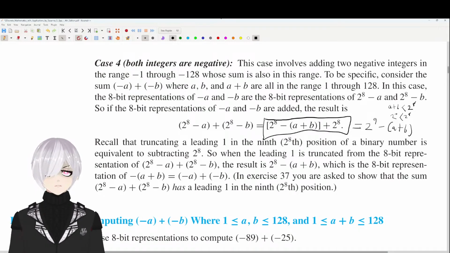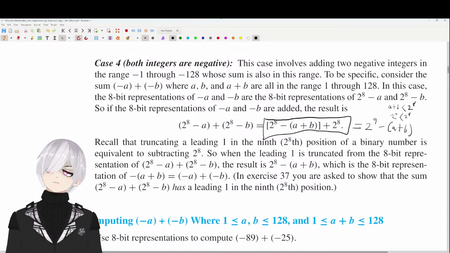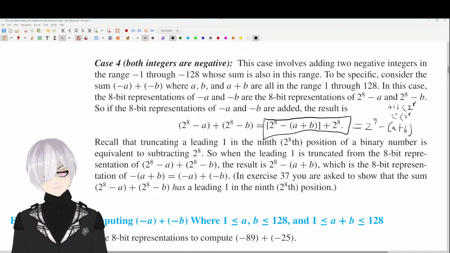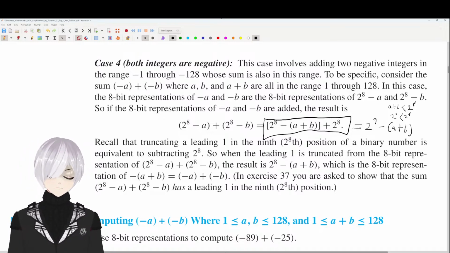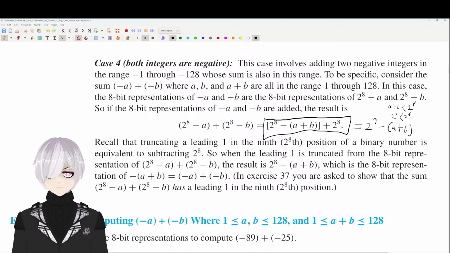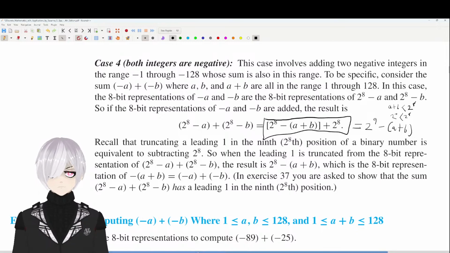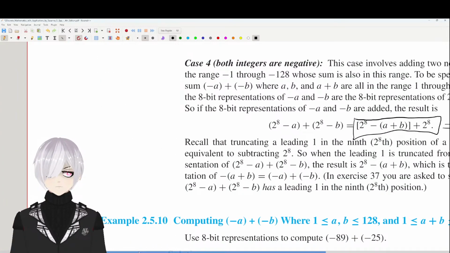So then how is this example supposed to exercise what we just learned here? Well, I guess it's giving us practice with the procedure. It doesn't really exercise the theoretical explanations and the proof. It's more practice. In case four, we were looking at both integers being negative, and now they gave us an example of doing the computation when they're both negative.